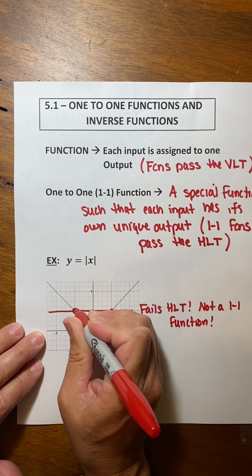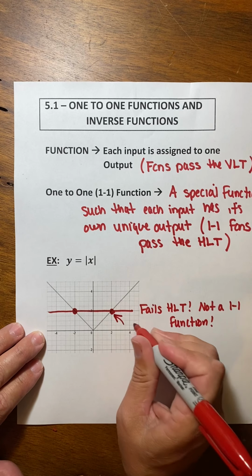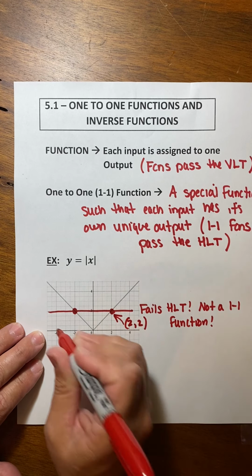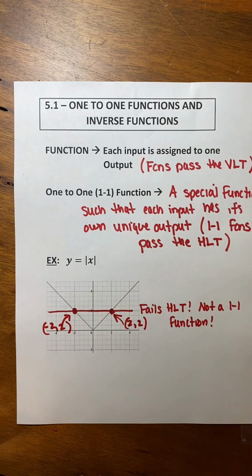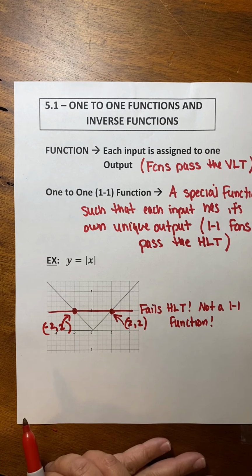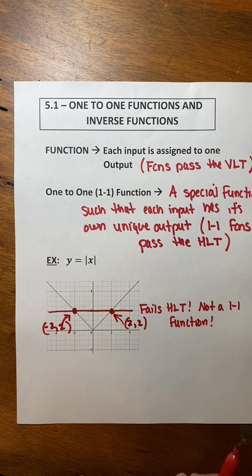Notice right here, this is the ordered pair 2, 2. This is the ordered pair negative 2, 2. With one-to-one functions, outputs are not allowed to repeat. Each output has to be unique to its input.